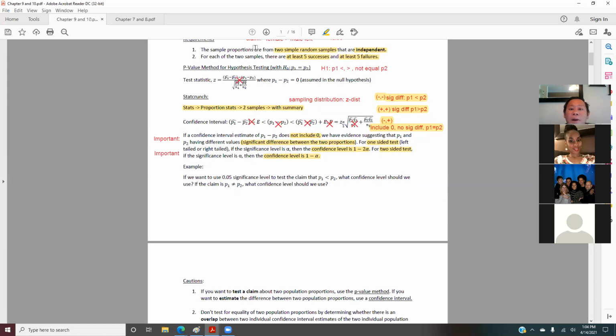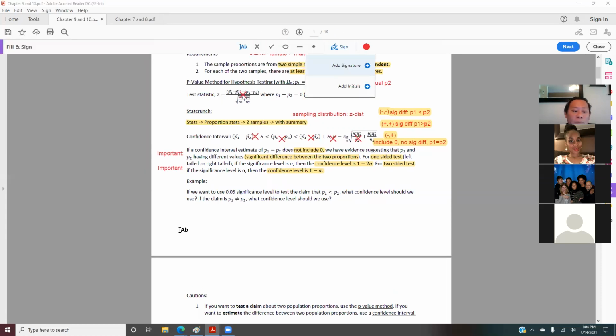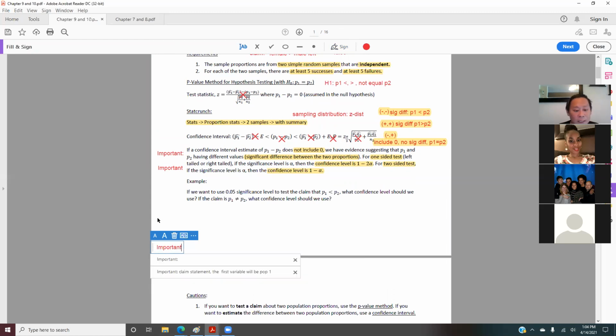And then the third important thing, which is not inside here, which I will put right here. So that's 1, 2, and third. The third important thing is switching the population. So what do I mean by switching the population? It means population 1 becomes population 2, and population 2 becomes population 1.